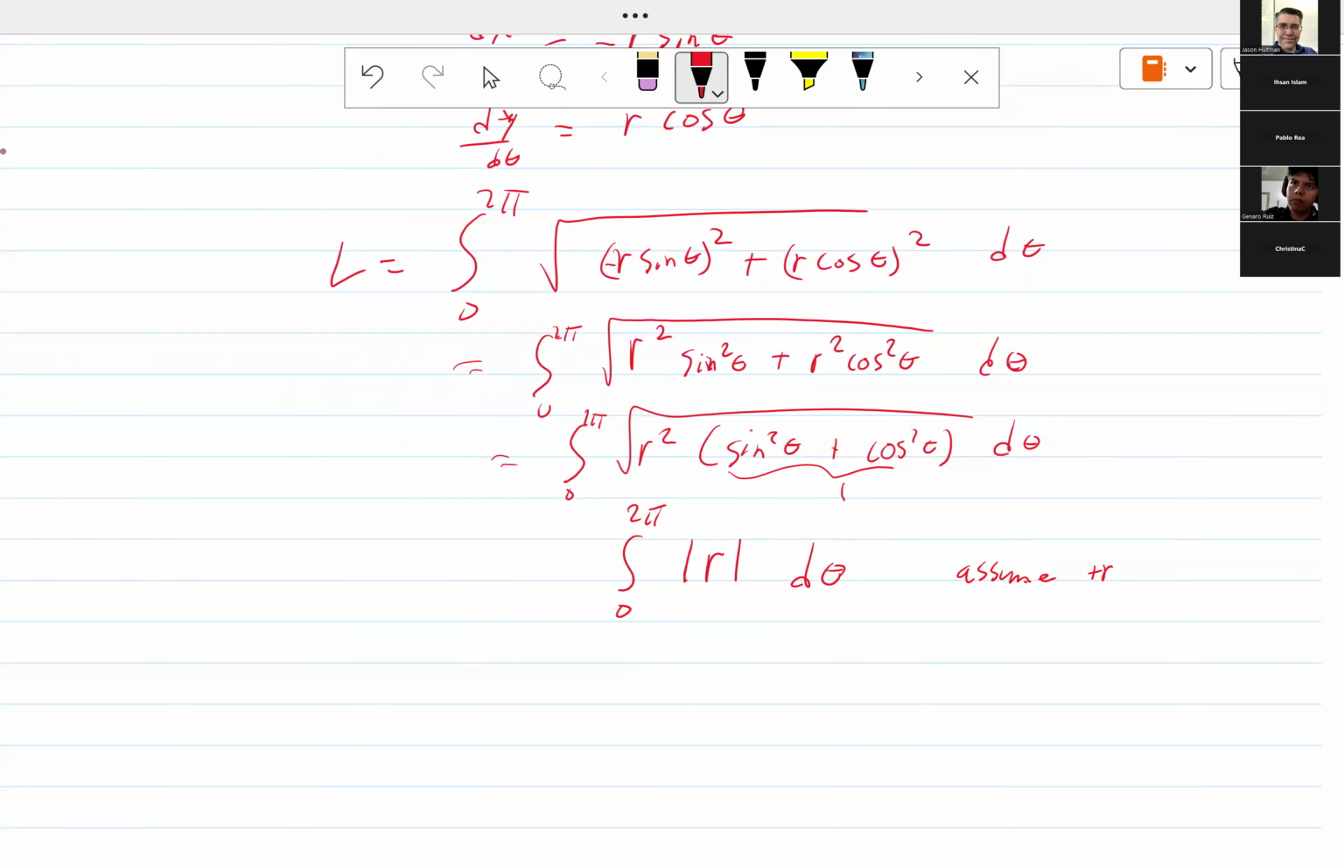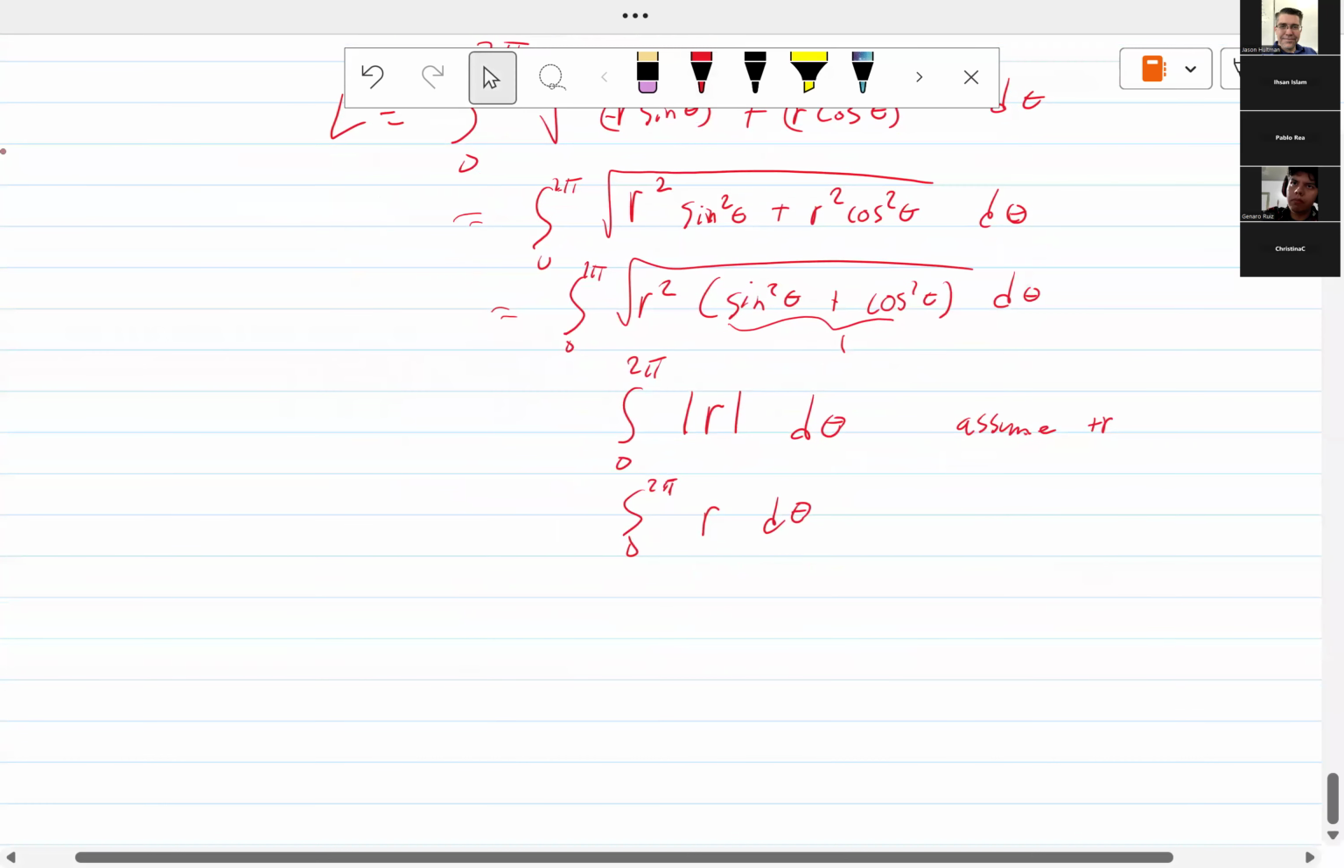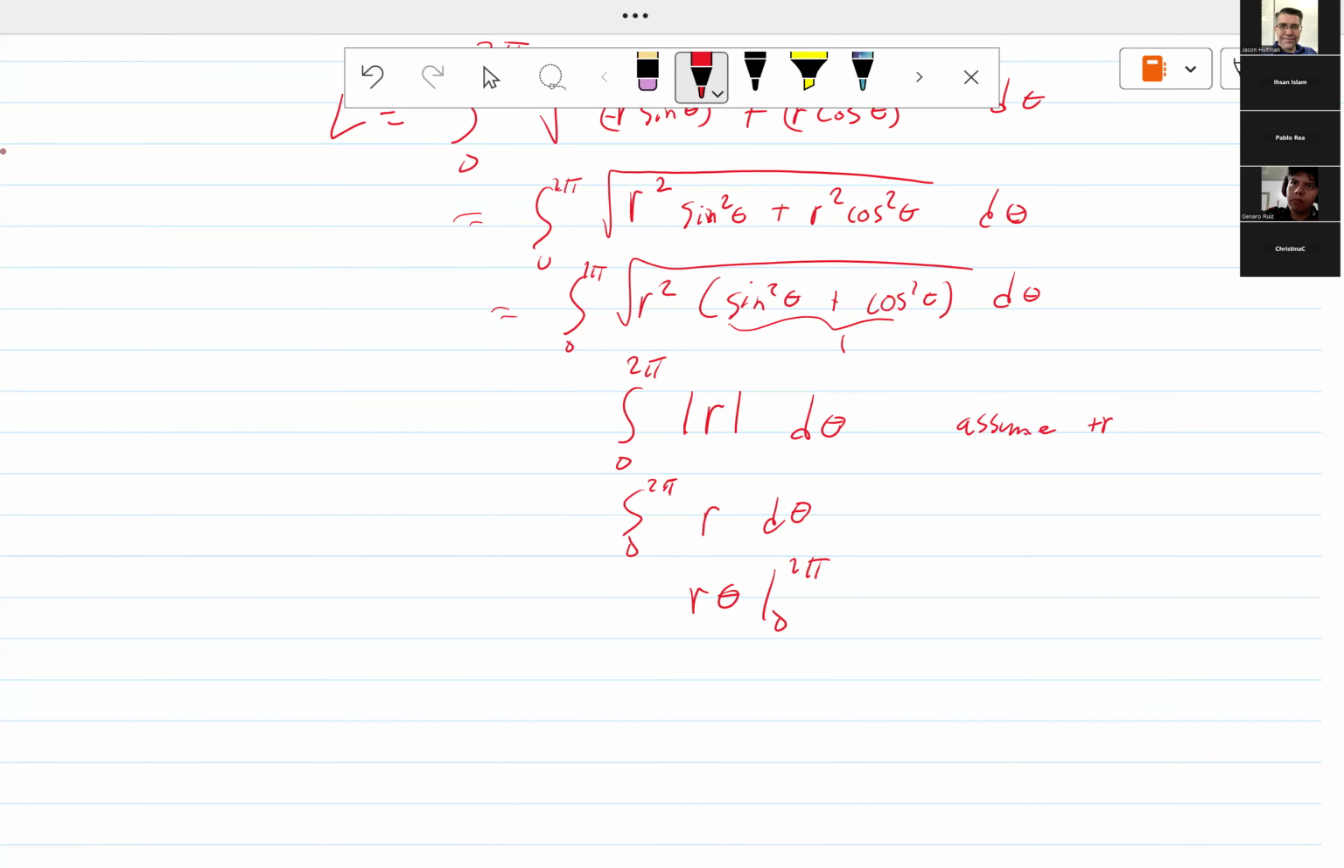If we let r be negative, it's just going to go in the opposite direction, but it's going to trace the same thing. It's going to give me the same circle. So assume positive r. We go from 0 to 2 pi of r d theta. Integrate with respect to theta, that's r theta from 0 to 2 pi. Plug in, we get r times 2 pi minus r times 0, which goes away, and I'm just left with 2 pi r.